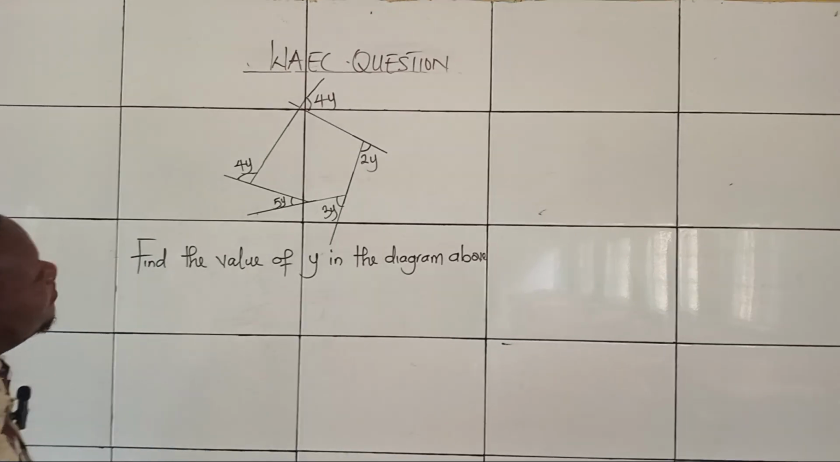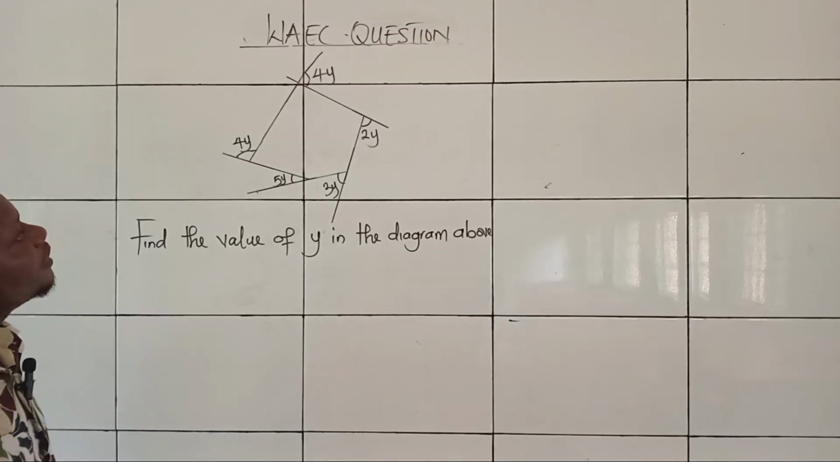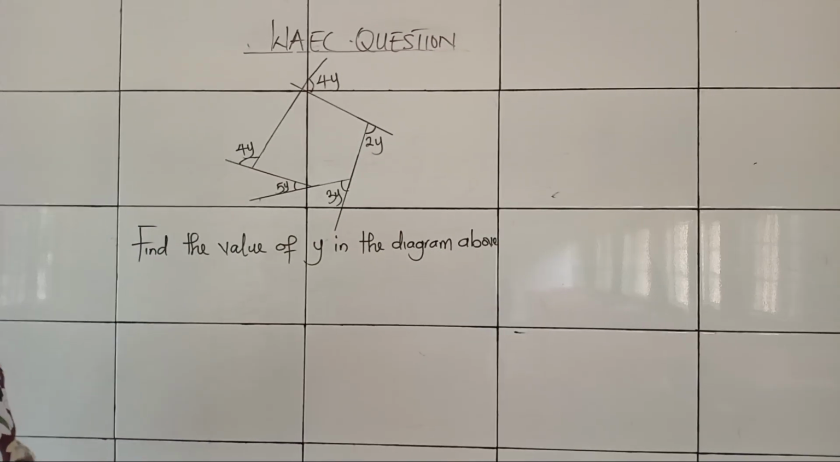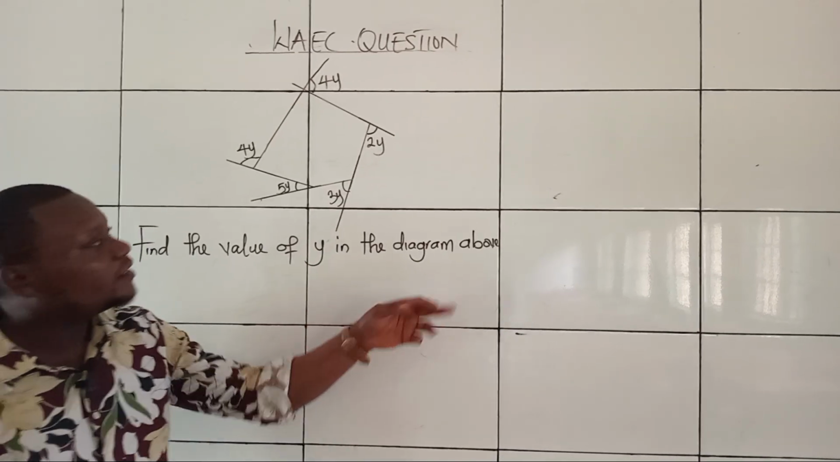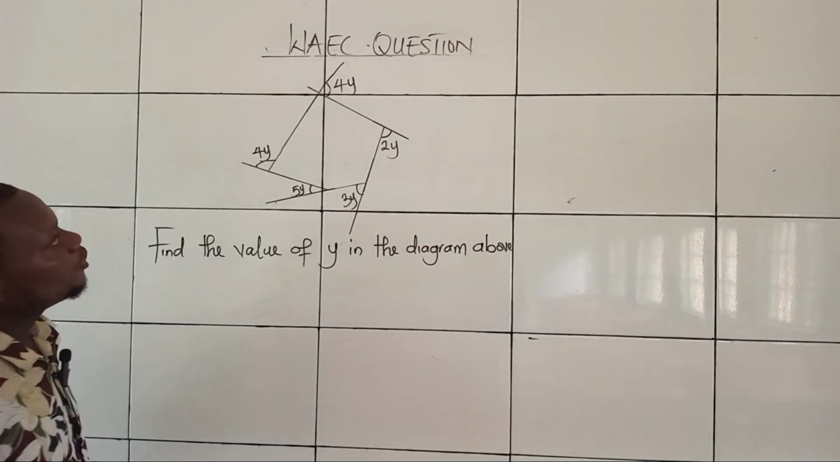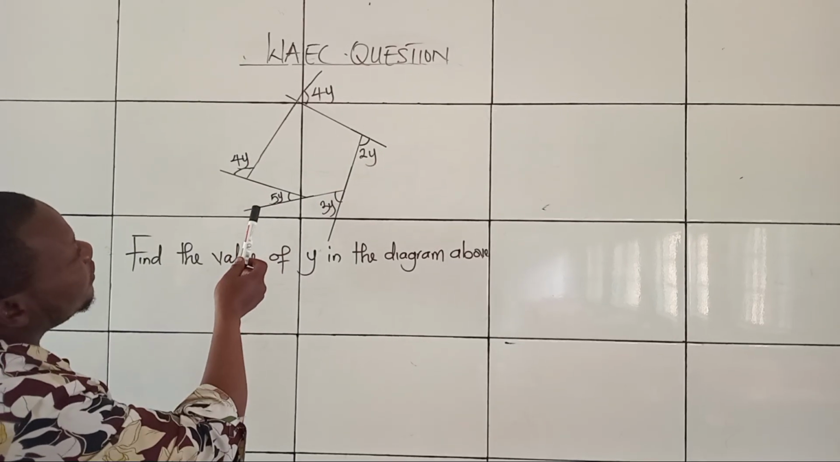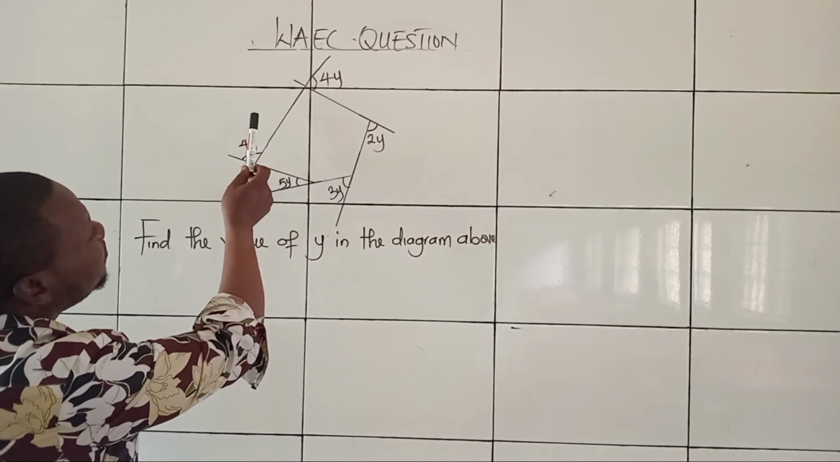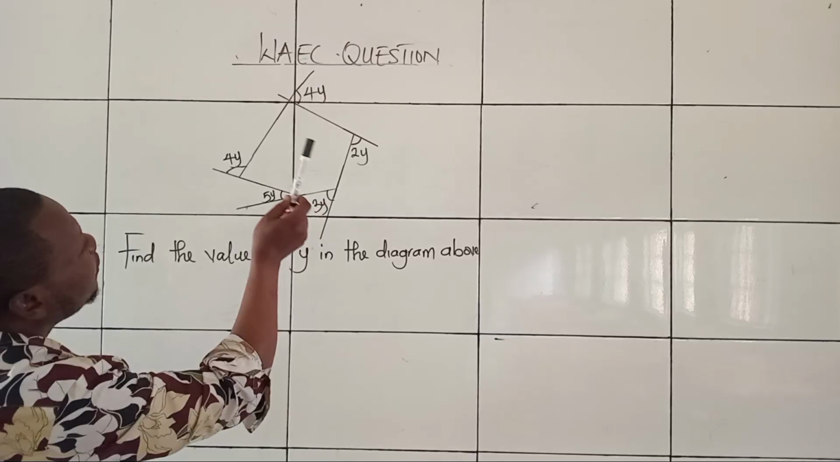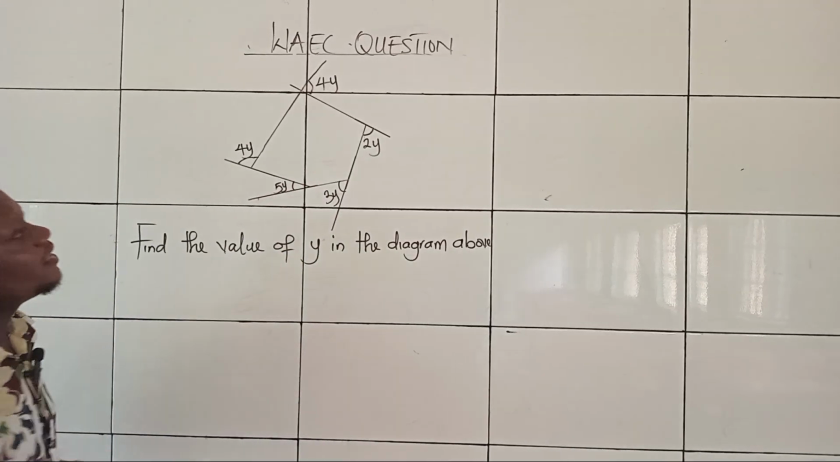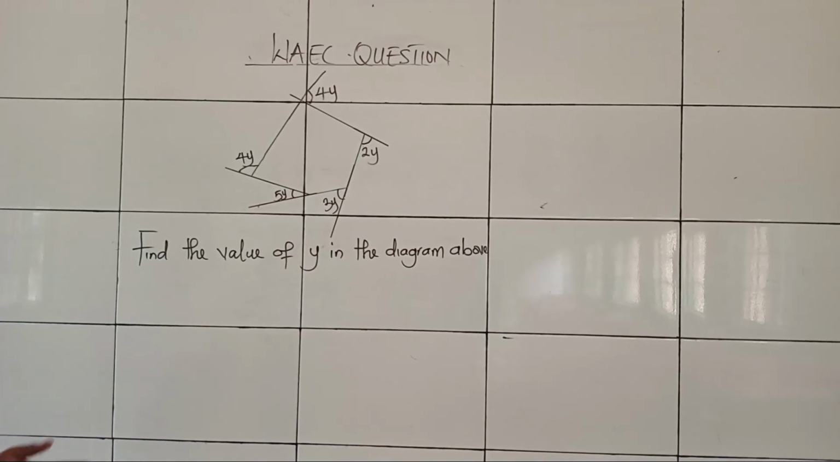Let's look at this past WAEC question. The question says, find the value of y in the diagram above. So this diagram is a shape with four sides. Let's count: 1, 2, 3, 4, 5. I mean, a five-sided shape, and that's a pentagon.